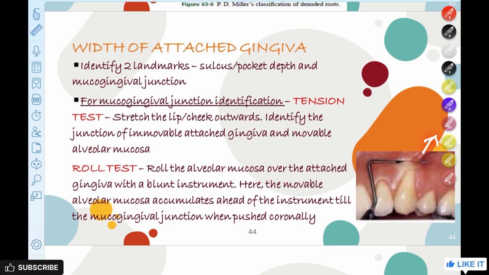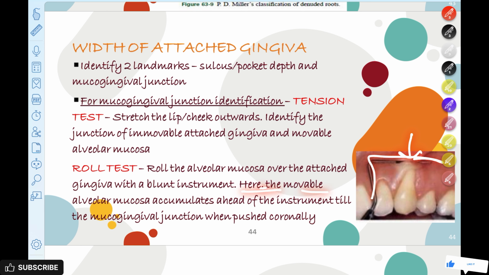If we stretch the lip, the part which moves is the alveolar mucosa and the part which doesn't move is the attached gingiva. Next test, we can do the roll test. Roll the alveolar mucosa over the attached gingiva with a blunt instrument. As you can see here, we have to use the blunt instrument and roll it over the attached gingiva.